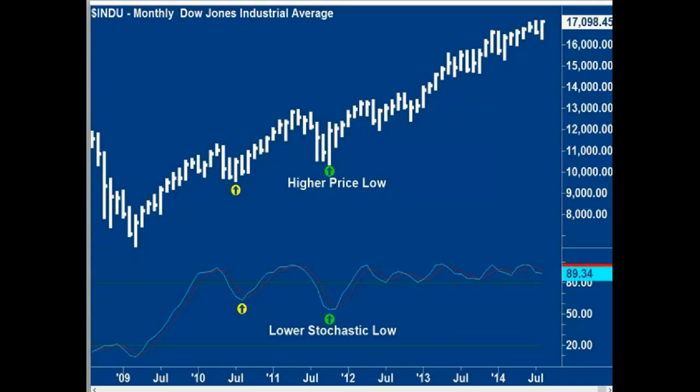Please note that the stochastic reached the overbought level very early in this big move, and it's remained overbought for years since then. Don't let an overbought momentum indicator scare you out of the trade. Wait for price action to confirm a change.